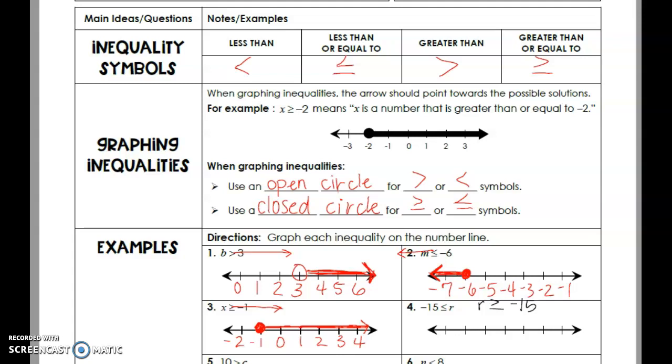I'm going to go ahead and put some numbers on my number line. And I'm just going to go down from -16. This time we're going to use a closed circle on -15 because it includes -15. And as we can see, our symbol points to the right, so we're going to shade to the right.